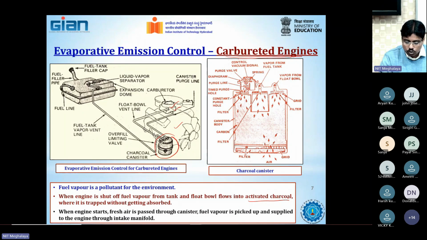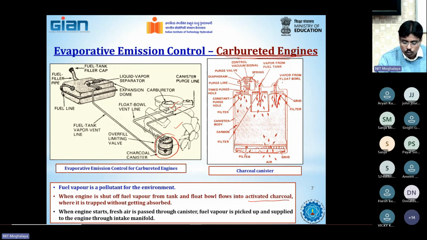So what happens is that when the engine is shut off, fuel vapor from the fuel tank and the float valve of the carburetor is allowed to pass through this charcoal canister. As you can see in the charcoal canister diagram we have shown here, vapor from the float bowl comes in if it's a carbureted engine. Apart from that, vapors also come from the fuel tank.